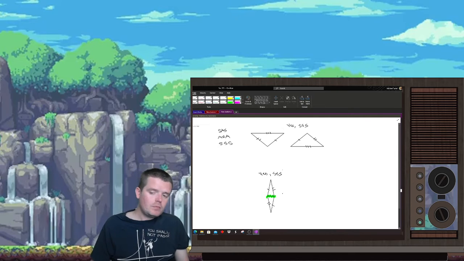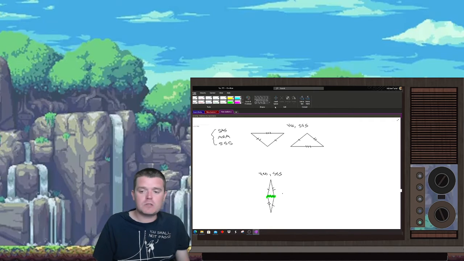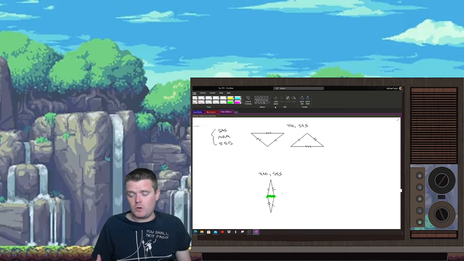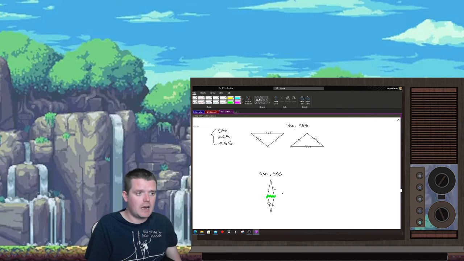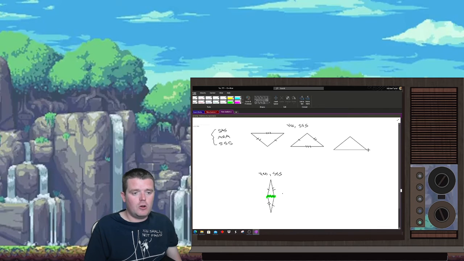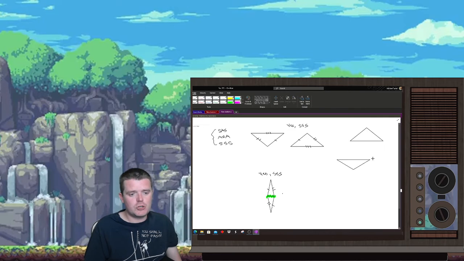Because we're in 8.3 now, any of these are fair game. So even though side, side, side is the focus and what the new information is, I will throw in a couple questions that involve either side, angle, side, or angle, side, angle, or it could be a case where you don't have enough information to show that they are congruent, in which case you just have to answer no to the yes or no question.